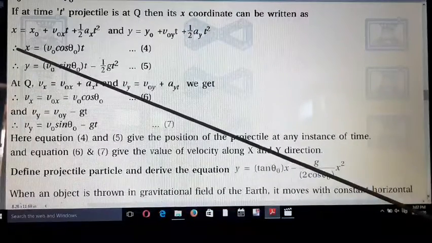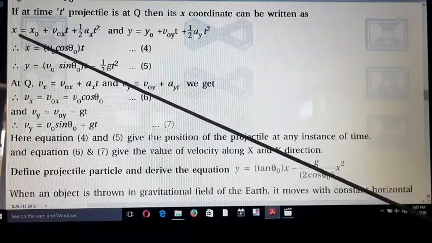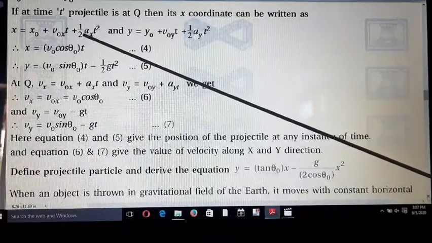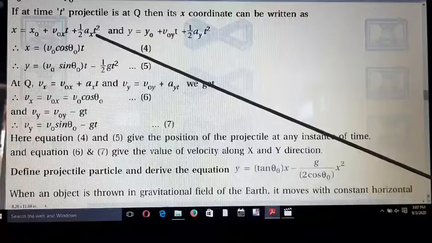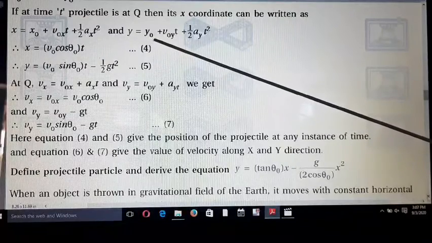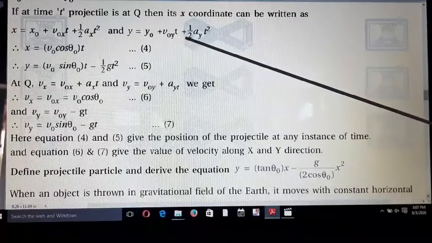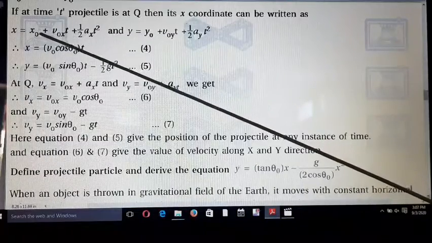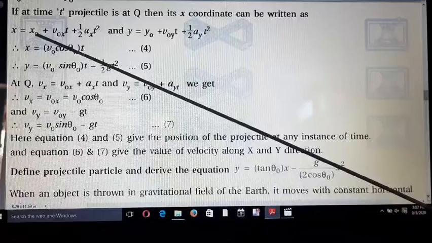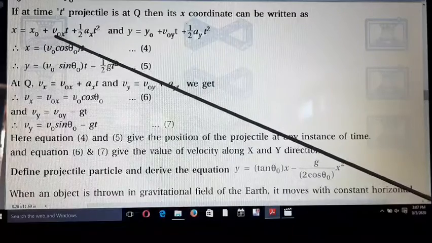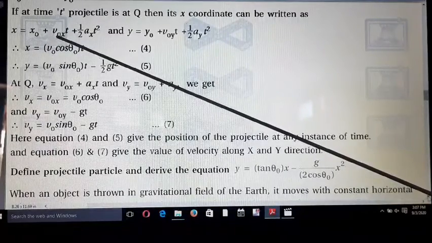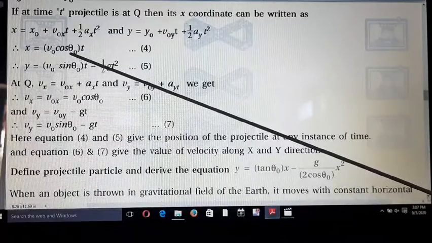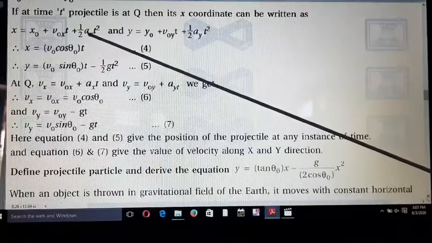Now we have the equations of motion. Look here: x is equal to x0 plus v0x t plus 1 by 2 a_x t square, and y is equal to y0 plus v0y t plus 1 by 2 a_y t square. Initially x0 is equal to 0, and v0x we can write as v0 cos theta 0. But a_y is equal to 0.